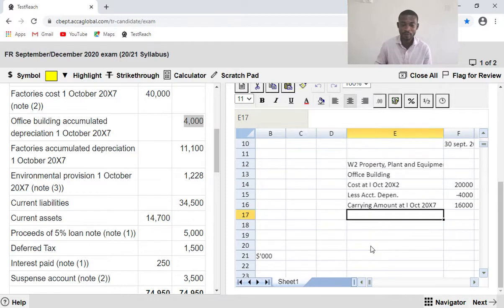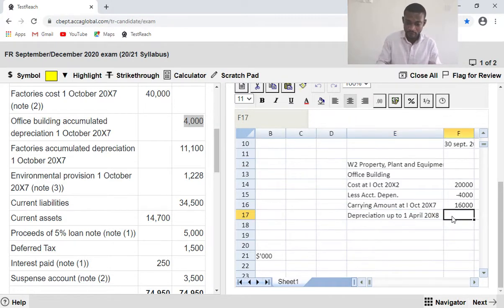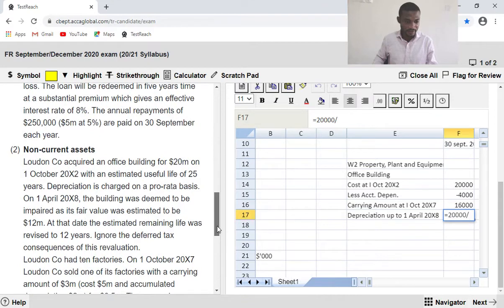So what I will do is find the depreciation. So I'll work the depreciation up to 1st April 20x8. And what would that depreciation be? Now we know the cost and we know the current amount. So here it is. It is the 20,000, please watch, divided by the useful life. Here it is, 25. But because we are looking at from the start of 1st October 20X7 to 1st April 20X8, it's 6 months, so I'll multiply by a portion, 6 divided by 12. And that should give me the depreciation.